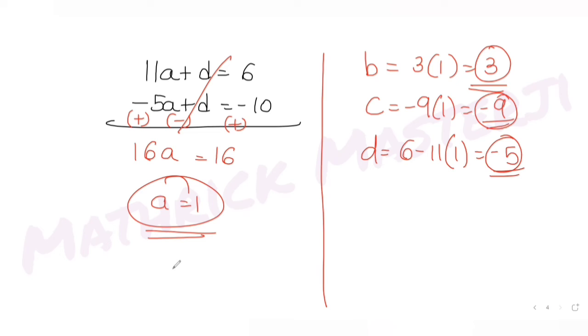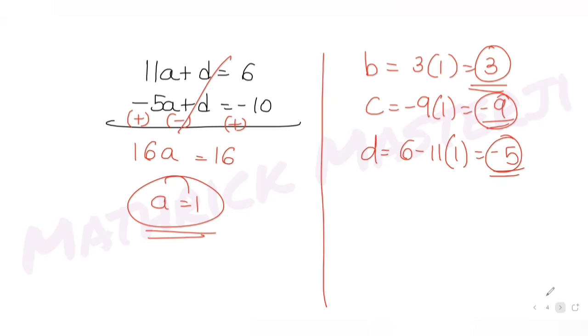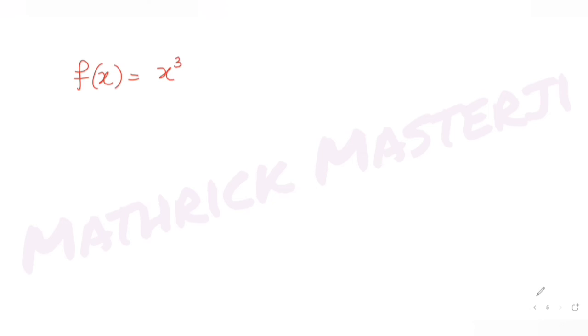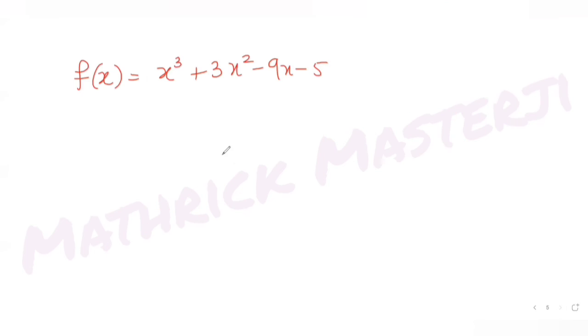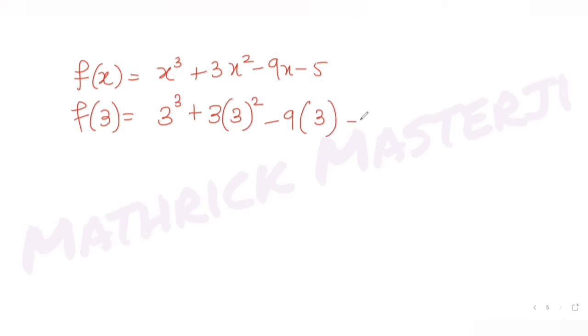Now, once I have the four of them with me, the question is asking me to find f of 3. First of all, the cubic polynomial becomes f of x equals ax cube, so basically 1x cube, so x cube, then plus bx square, so 3x square, minus 9x minus 5. So we have this entire cubic polynomial. Now, if I figure out f of 3, what do I get here is 3 cube, 3 times 3 squared, 9 times 3, minus 5.